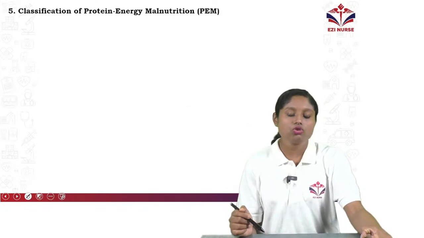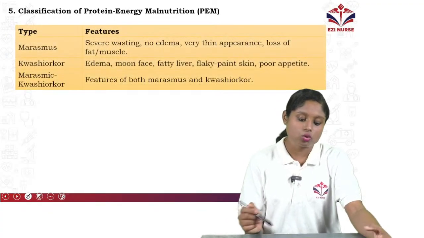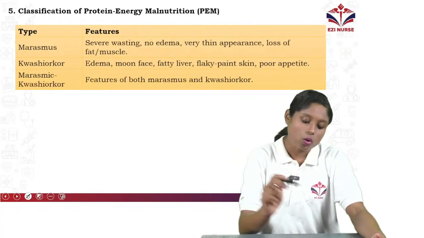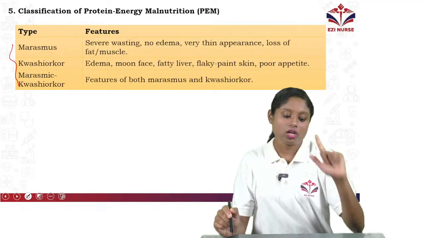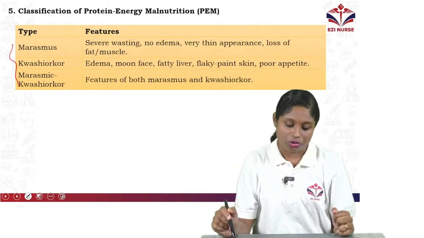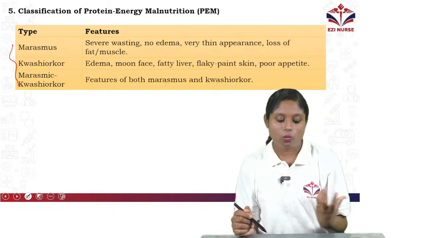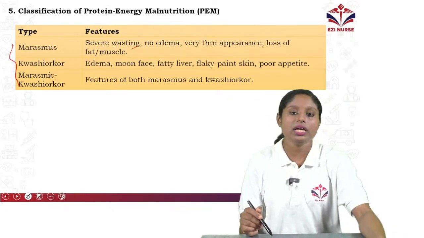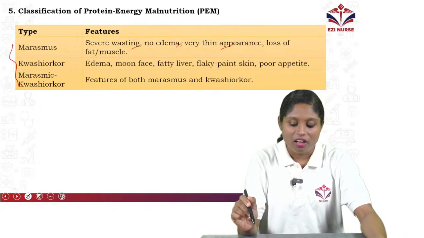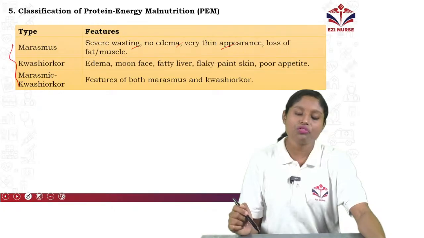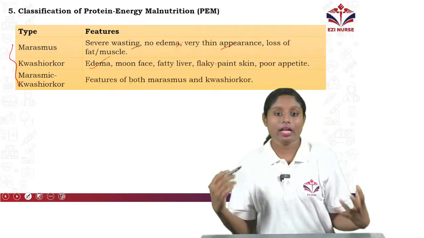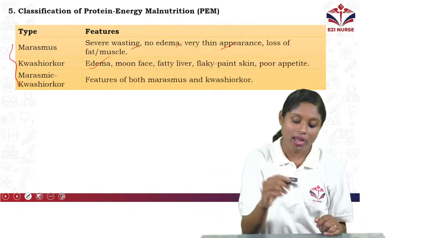The classification of protein energy malnutrition. It is mainly divided into three categories: marasmus, kwashiorkor, marasmic kwashiorkor. What is marasmus? Severe wasting will be there, no edema, very thin appearance and loss of fat and muscle. In case of kwashiorkor, the body has edema, swelling will be present, moon face.